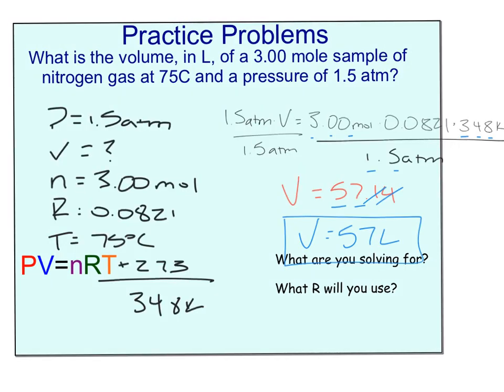Alright, here's one more for you. A couple of things to be careful with. Again, temperature was in degrees Celsius, so make sure you add 273 to get that into Kelvin. The correct R value for this is 0.0821 because of the atm for the pressure. And checking your sig figs, you should have 2. So 57 liters is your final answer.